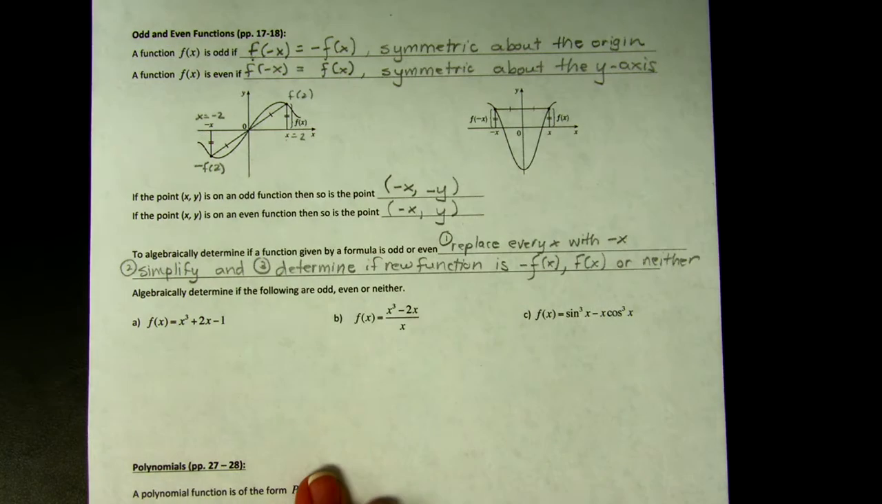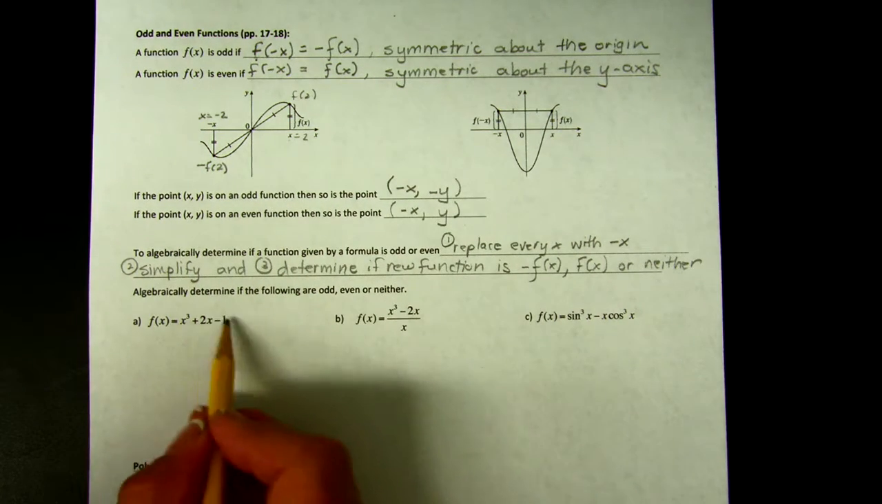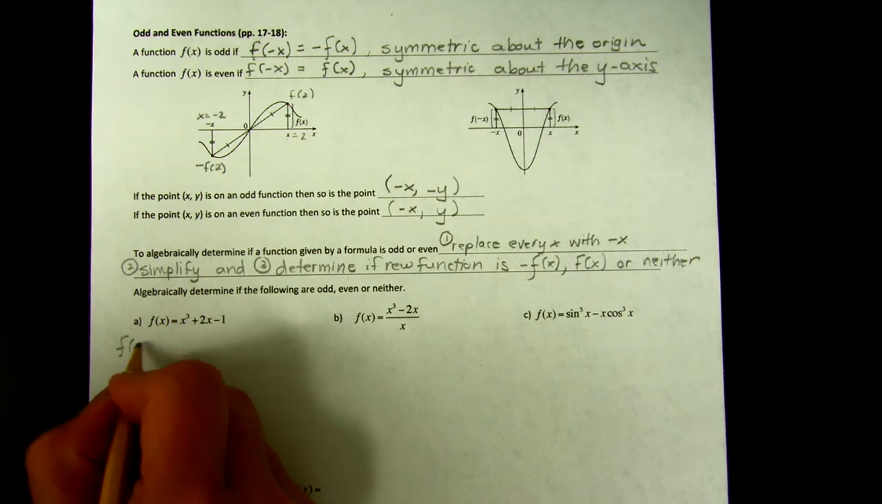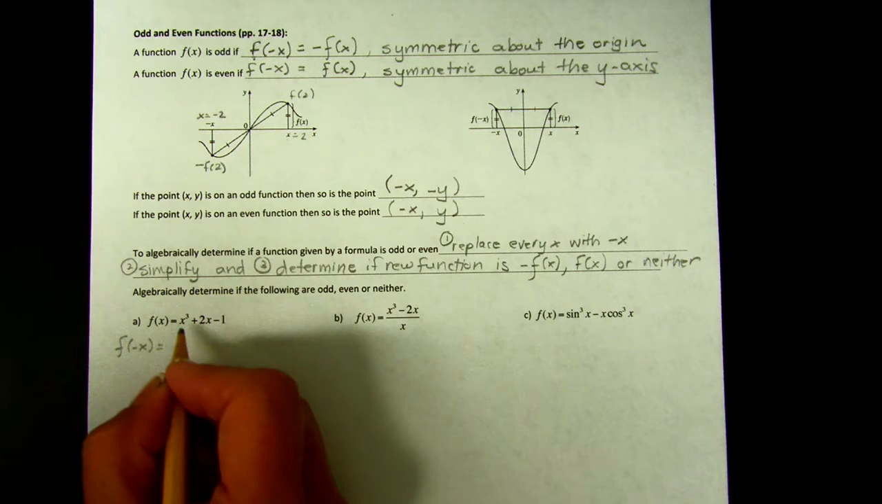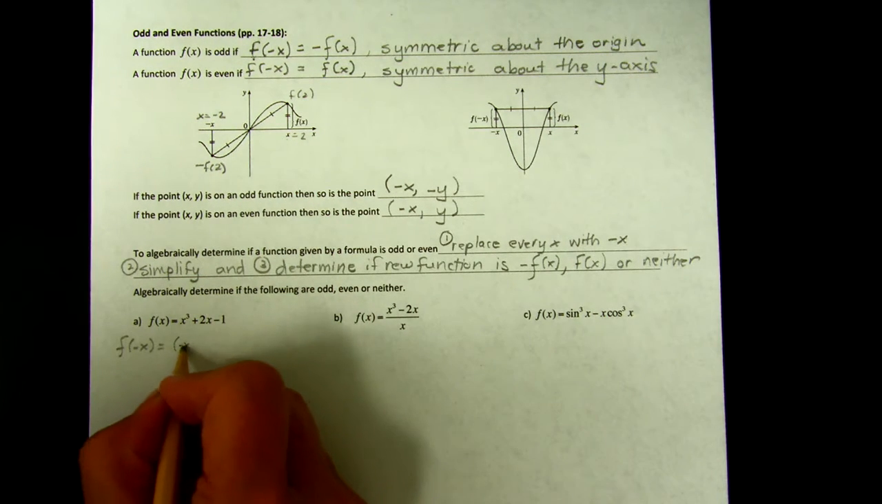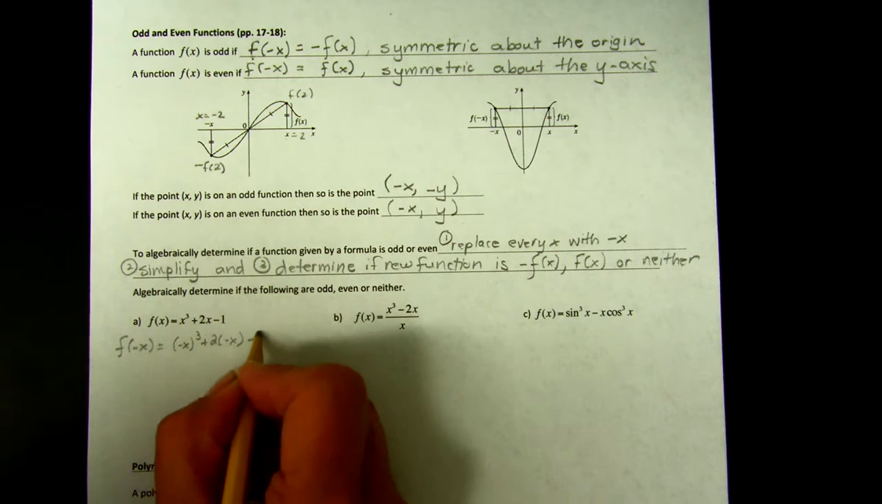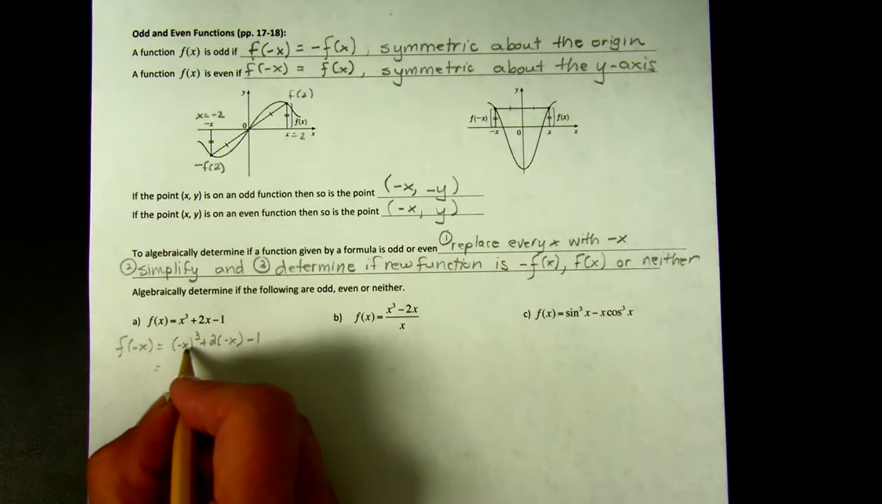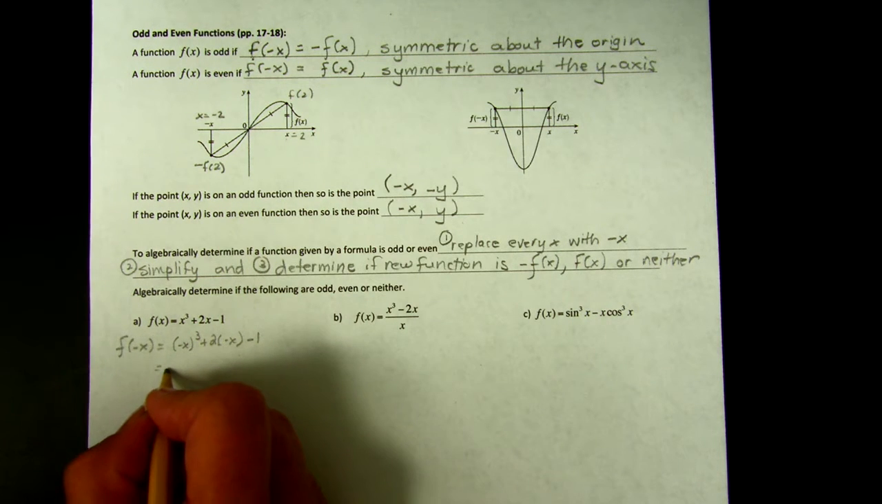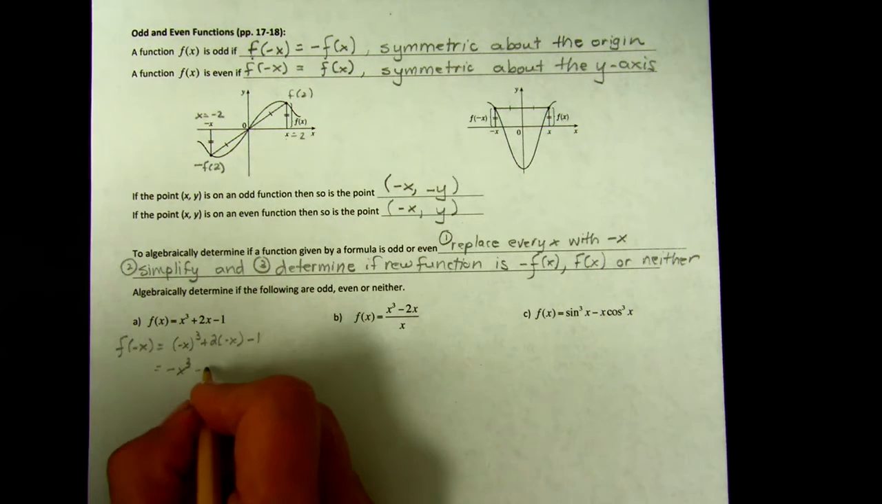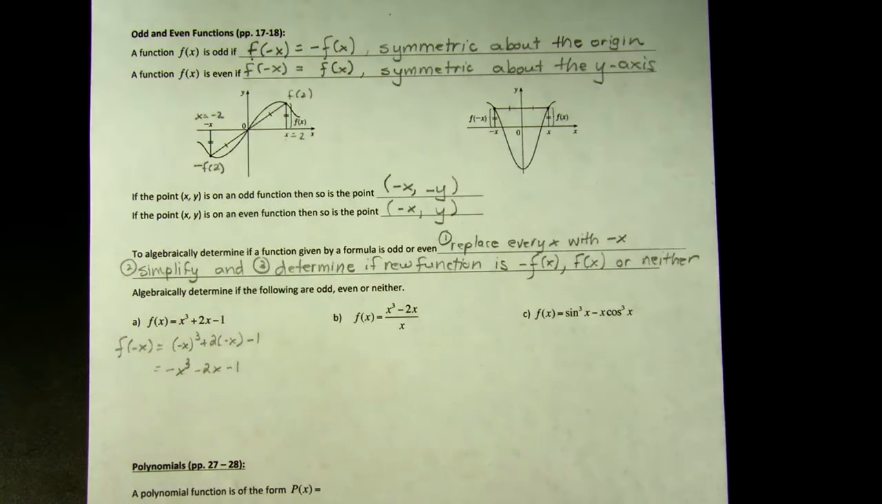Okay, so let's do a couple of these. Here's our original function. Let's determine if this is odd, even, or neither. We're going to put in the opposite of x everywhere we see an x. So that means the opposite of x cubed plus 2 times the opposite of x minus 1. Now let's simplify. Negative x times negative x times negative x is negative x cubed. 2 times negative x is negative 2x, and then minus 1. All right, now it's all simplified.